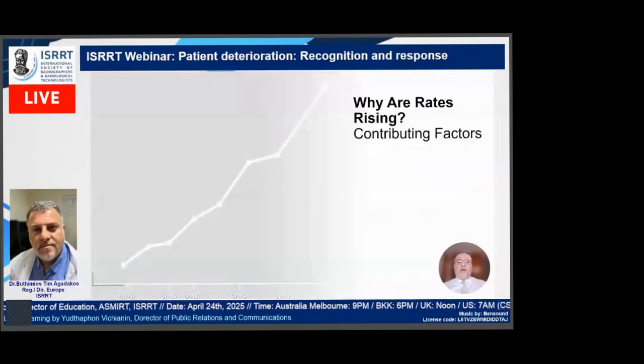But why are rates rising? Why do we see more cases? What are the contributing factors behind all this? First, contrast-enhanced studies like CT angiograms are now routine, even in emergency departments and outpatient settings.